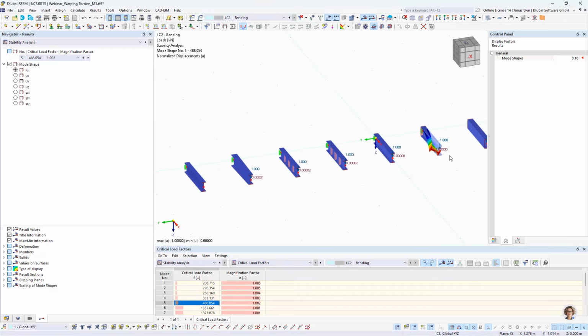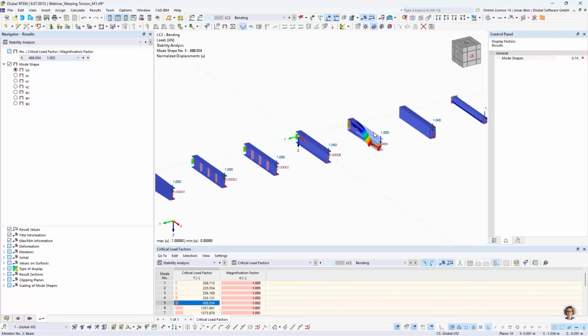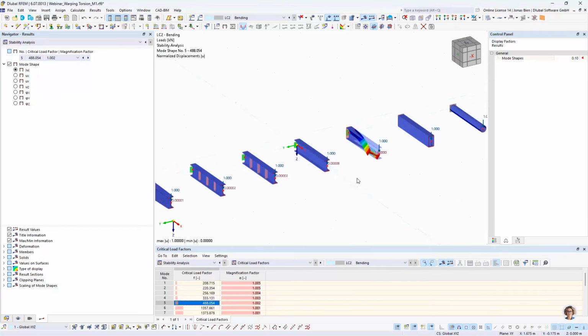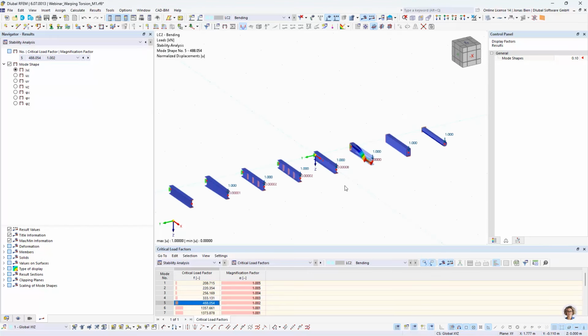And then we actually get the lateral torsional buckling of the cantilever where we applied this warping restraint at the end. So we can see that by doing so, our lateral torsional buckling capacity has more than doubled, from 210 to 490, more or less. So that's quite interesting to also see the effect on lateral torsional buckling. And then we can browse through, we get some higher modes.